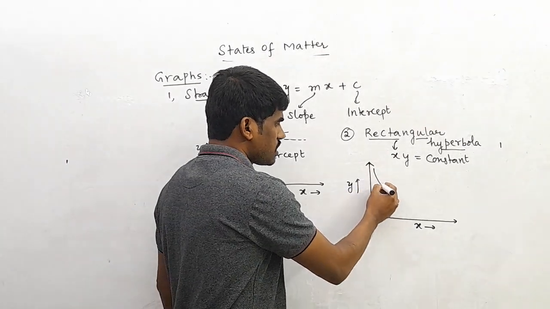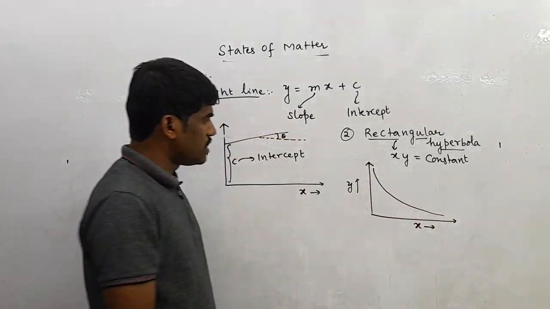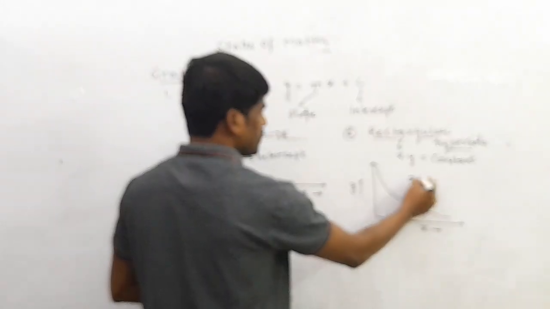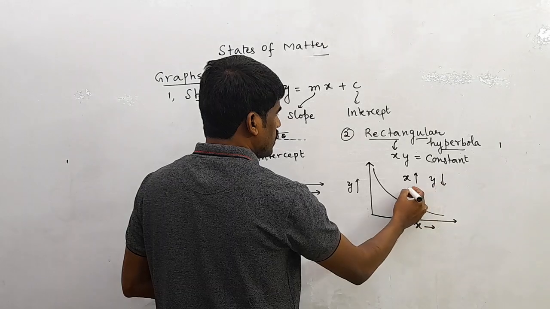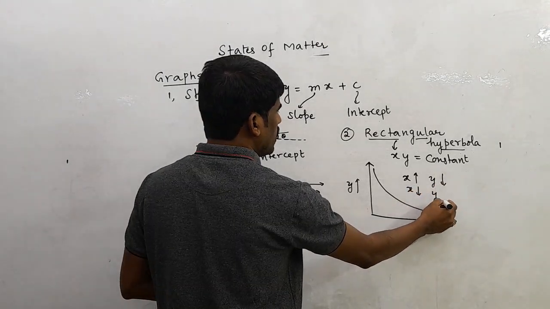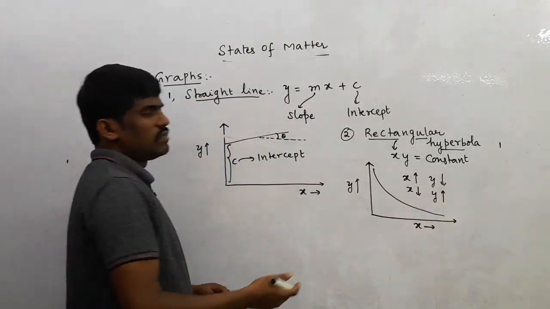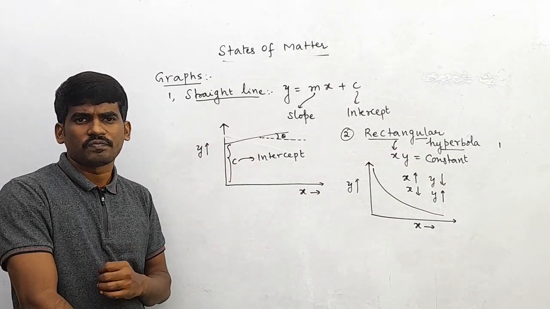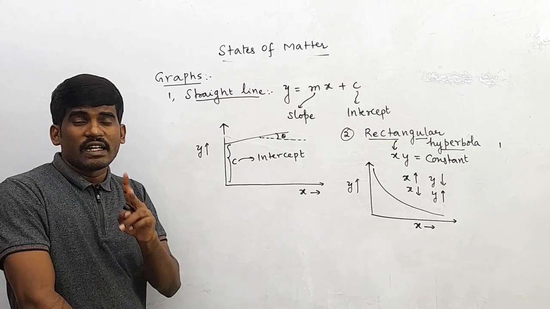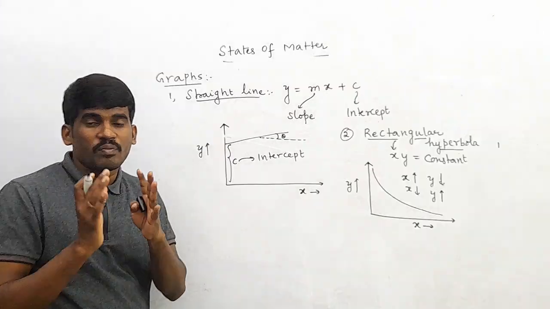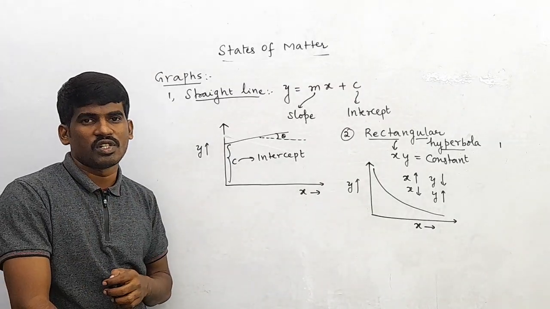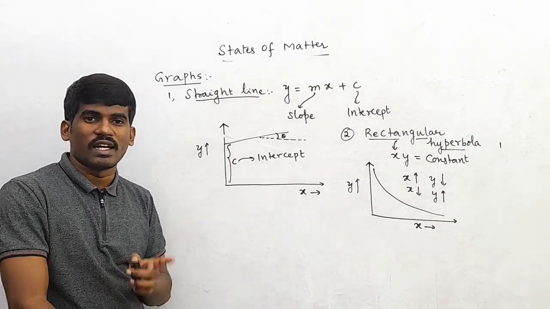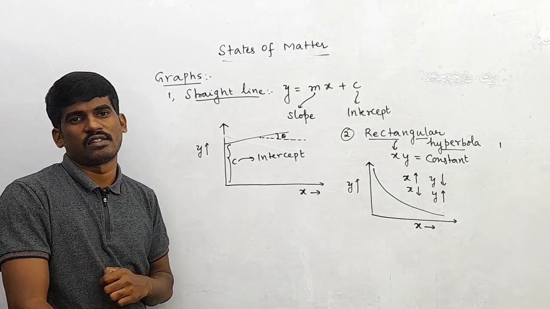Rectangular hyperbola in the sense, one component increases, another component decreases. So x increases, then y decreases. Let us say x decreases and y increases. That may be any component which is going to be taken on the x-axis as well as on the y-axis. It indicates there is an inversely proportional relationship established between the two components present on the x-axis as well as on the y-axis.